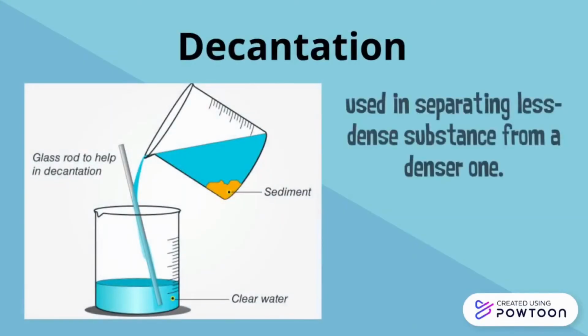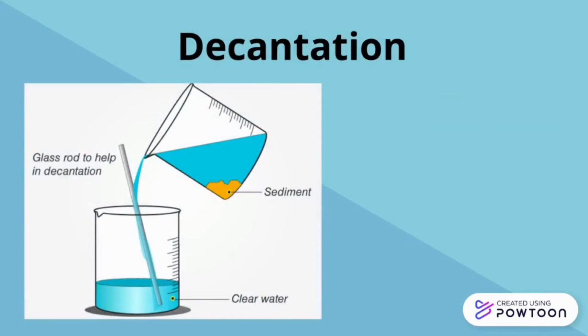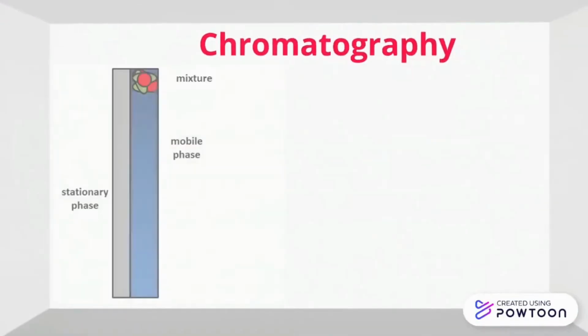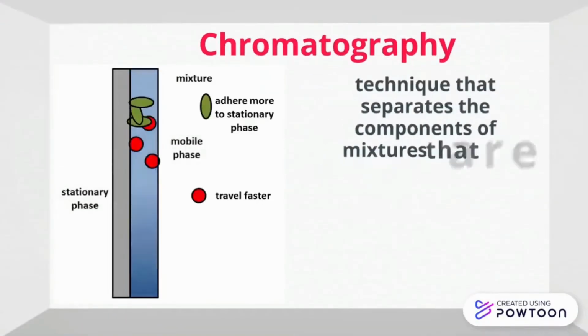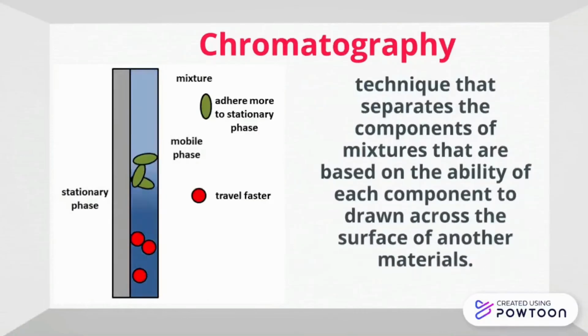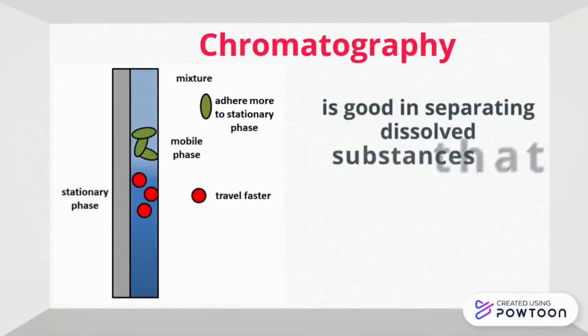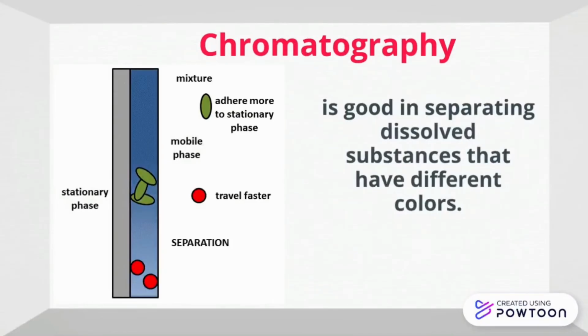Decantation is used in separating a less dense substance from a denser one. In this process, the mixture is left undisturbed. Chromatography is a technique that separates the components of a mixture based on the ability of each component to be drawn across the surface of another material. It is good in separating dissolved substances that have different colors.